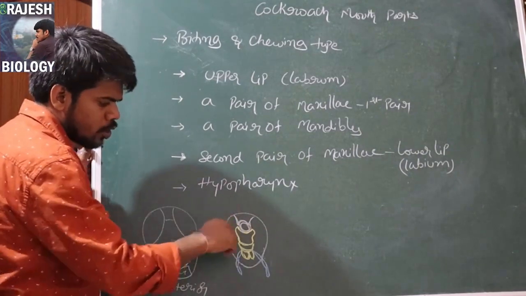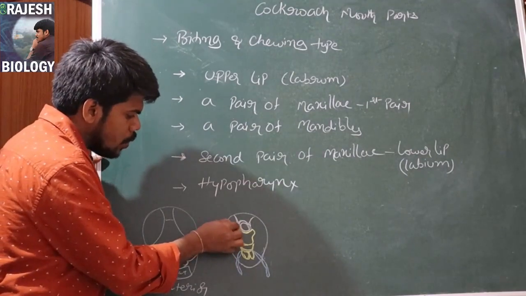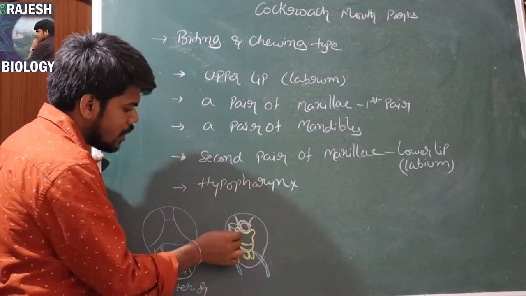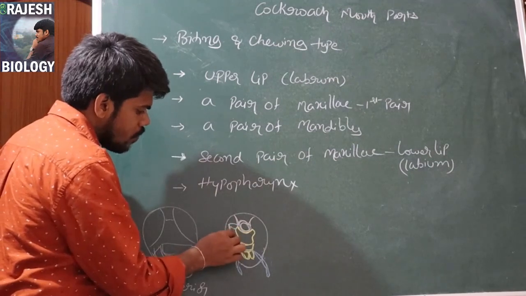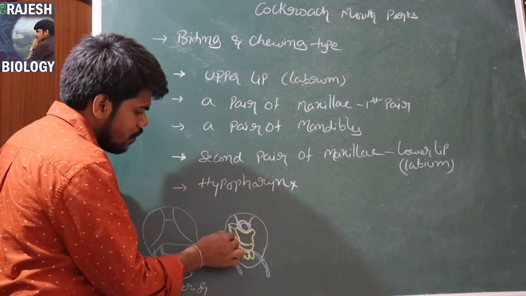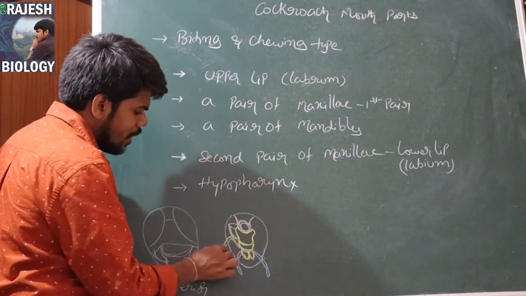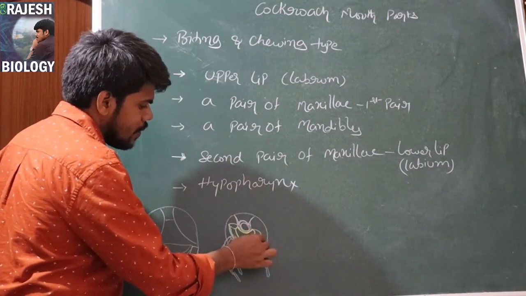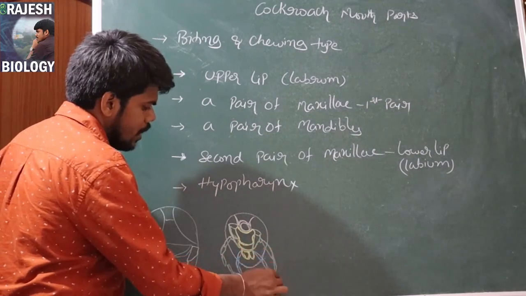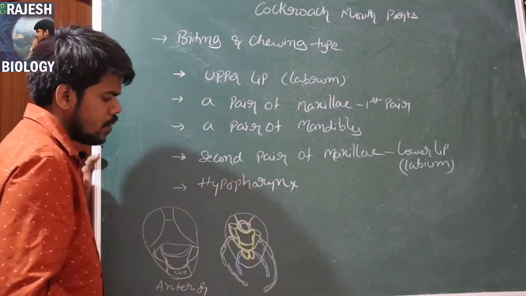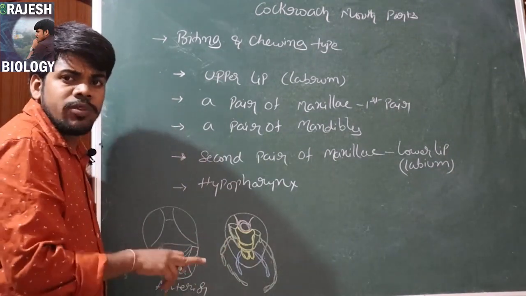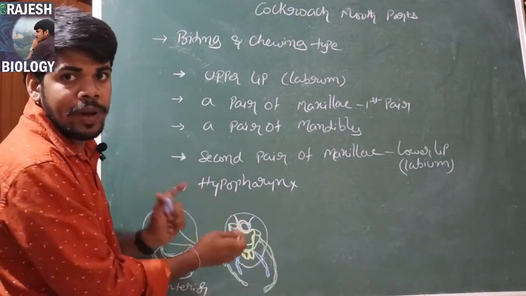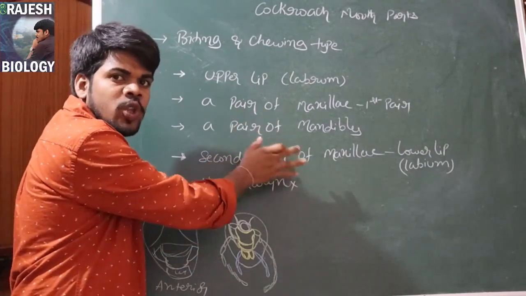Next, it is the posterior surface of the head. Near to this there is cardo and stipes. The stipes are continuous like this, and from the stipes there is a labial palp like this. There is cardo, stipes, and what? Labial palp. So this is what you can observe from the posterior surface of the head. Now we are going to take all these mouth parts out, and I will place all the mouth parts here, and I will explain each and every mouth part in detail.